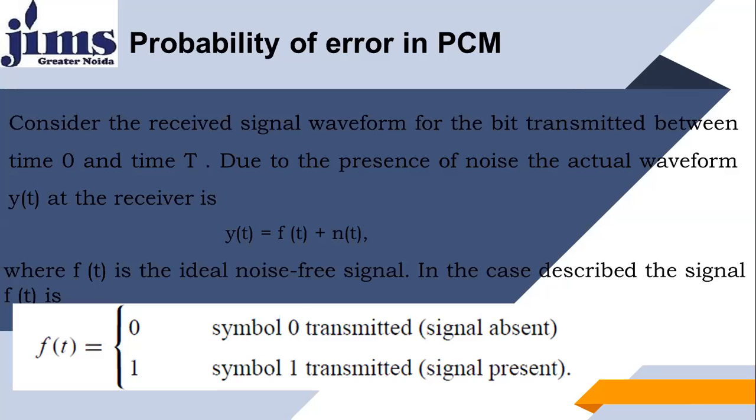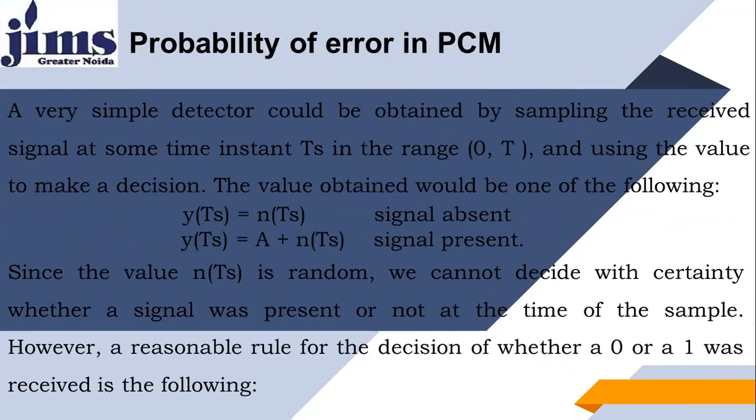So the overall signal that reaches the receiver is y(t), which is the summation of f(t), which may be 0 or 1, plus a noise added in from the channel. So a very simple detector could be obtained by sampling the received signal at some instant ts in the range 0 to T, and using the value to make a decision. The value obtained would be one of the following: y(ts) = n(ts), signal is absent; y(ts) = A + n(ts), signal is present.